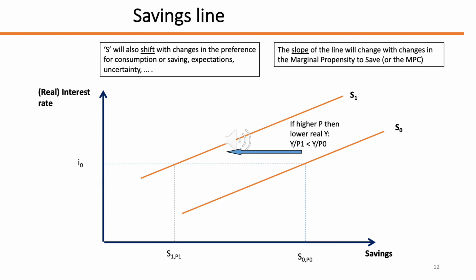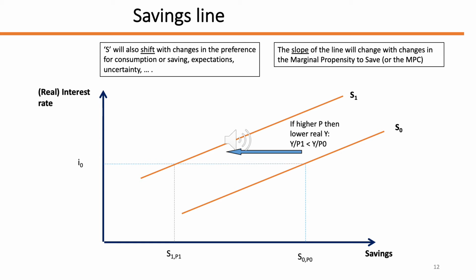Here you have the representation of the savings line. On the vertical axis, real interest rates, and now on the horizontal axis, savings. As I said before, there is a positive relation between real interest rates, the remuneration of savings, and how much money you save. So the higher the interest rates paid on saving deposits, for example, or time deposits, the greater the amount of savings in the economy. That's what the line is telling you here.